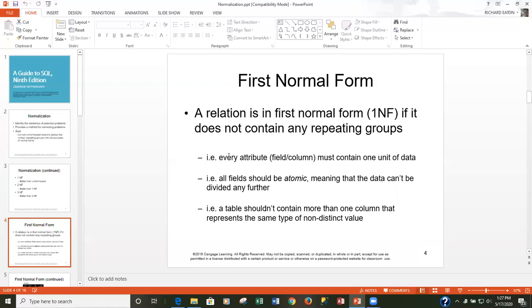Repeating groups. In other words, every attribute, or field, or column, same name for an attribute, must contain one unit of data. Another way of saying that is all fields should be atomic, meaning that the data can't be divided any further. Another way of saying that is a table shouldn't contain more than one column that represents the same type of non-distinct data. Now that last one there is probably not clear to you, but we'll see examples of that here in a minute.